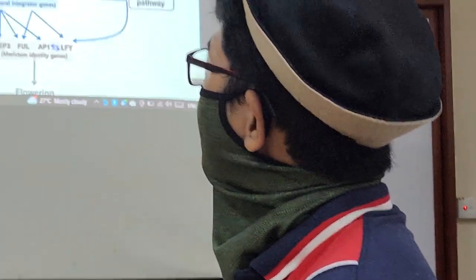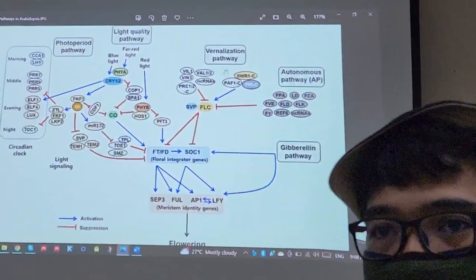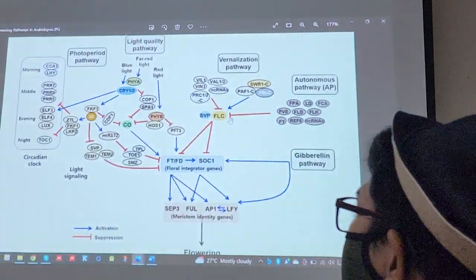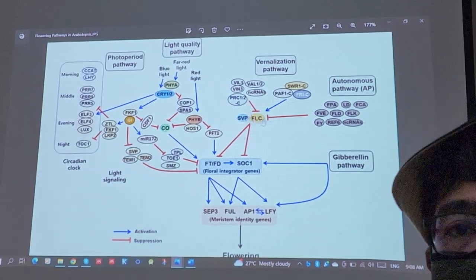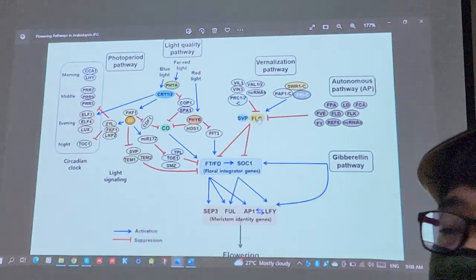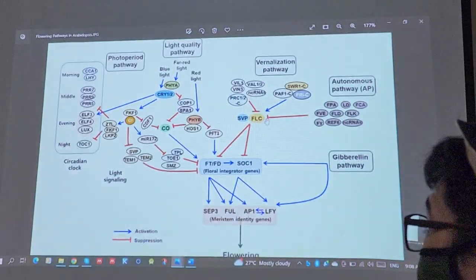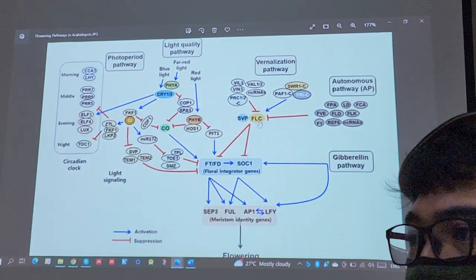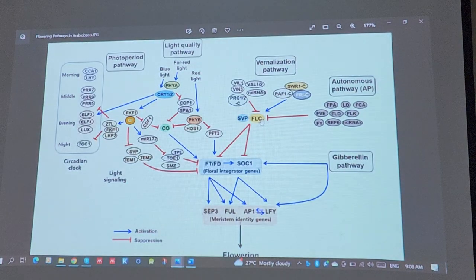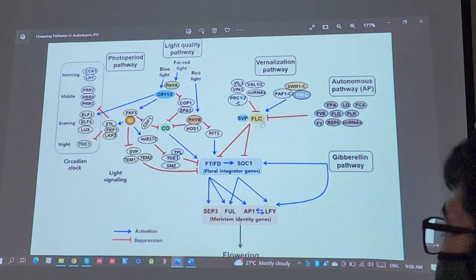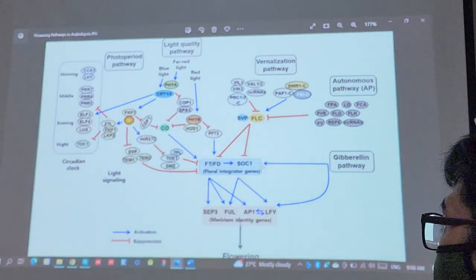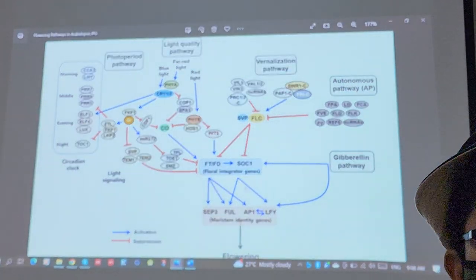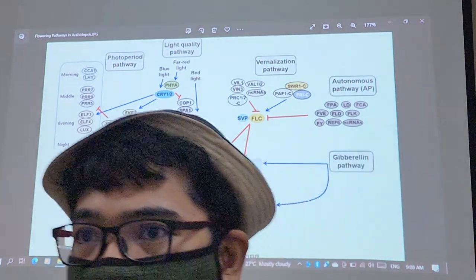So when you look at this, when you give the cold treatment to your shallot later, you will see that this FLC gene, this is a protein actually, gets inhibited. And when this gets inhibited, it means that it is not expressed in the cell. Why is this important? The moment this is not expressed in the cell, it will cause a set of other genes to wake up. So this is like a chain reaction.